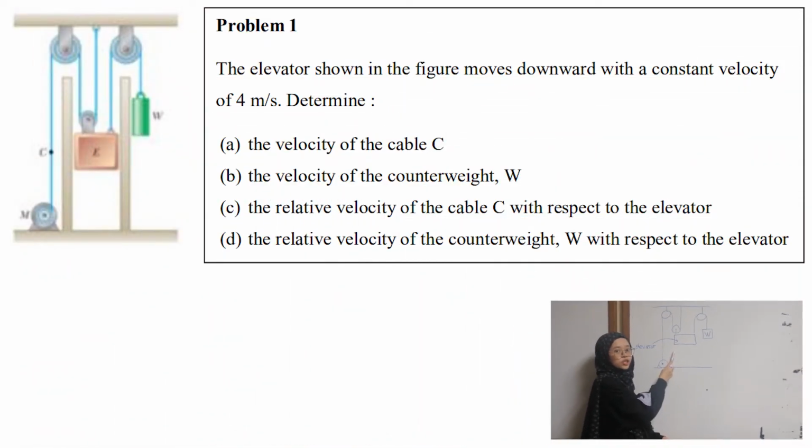The elevator shown in this figure moves downward with a constant velocity of 4 meters per second. Determine: A, the velocity of the cable. B, the velocity of the counterweight W. C, the relative velocity of cable C with respect to the elevator. And last, D, the relative velocity of the counterweight with respect to the elevator.